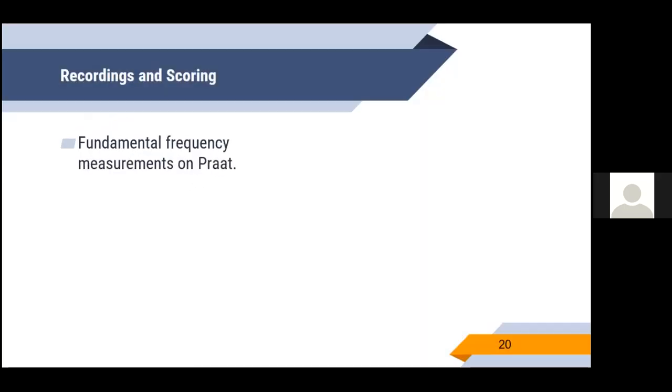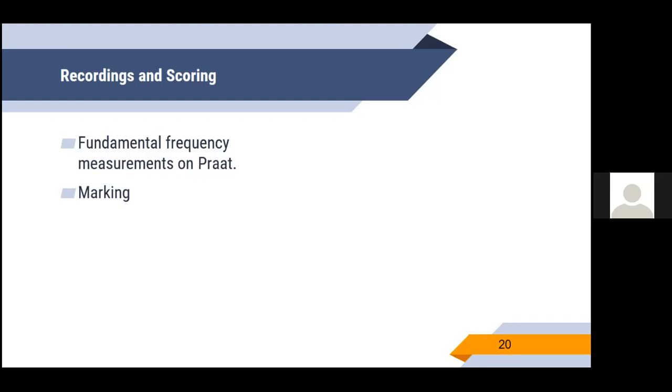In terms of the recordings and the scoring, well, I took the recordings and I processed all the information on Prod. Prod is a piece of computer software to analyze pronunciation, to analyze different aspects of speech. And the fundamental frequency was analyzed. The fundamental frequency gives you, well, I'm going to show an example in the next slide, but it tells you how the intonation or the tone of your voice moves up and down.